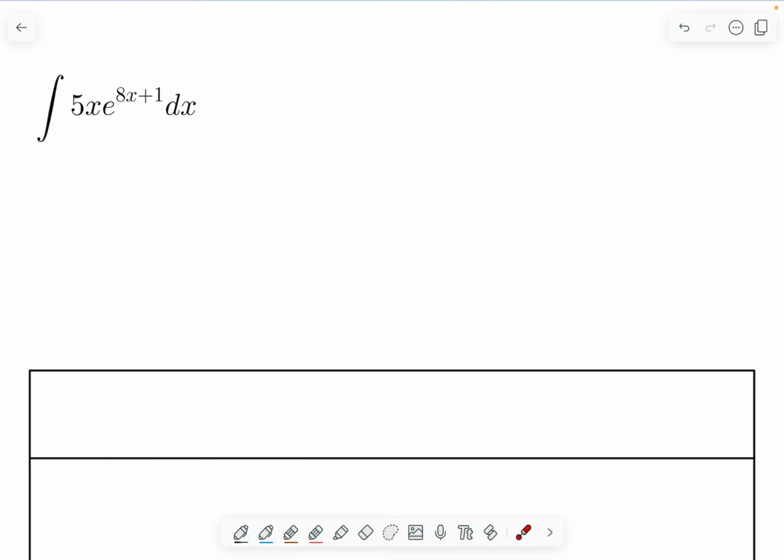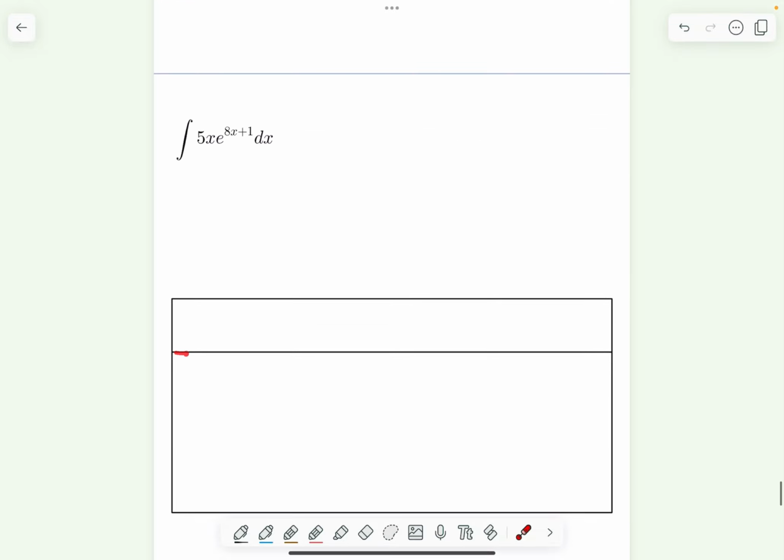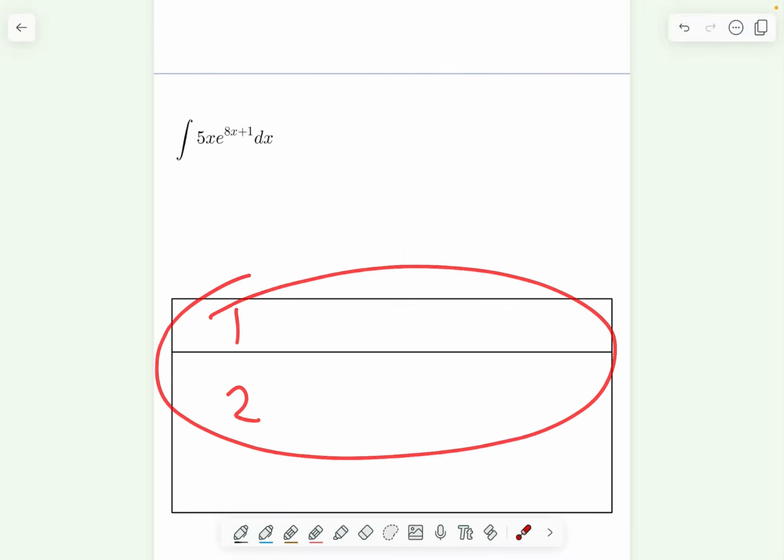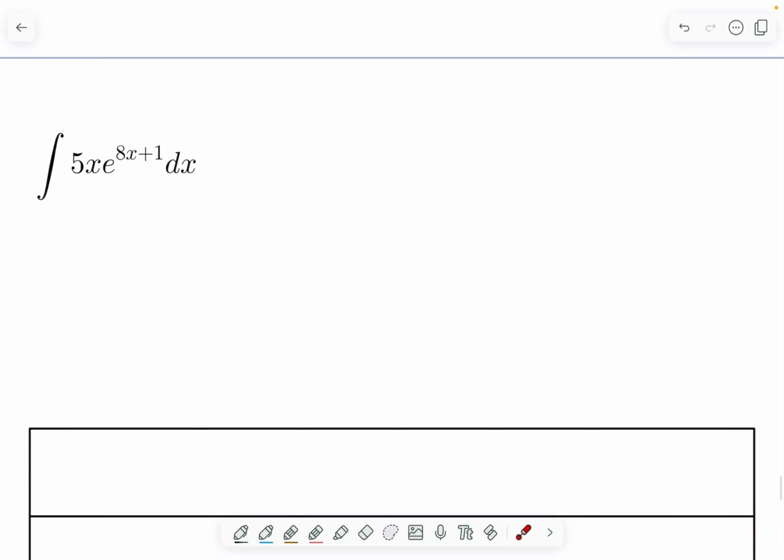We're told to do integration by parts in this problem, which is why I have this box over here separated into two, because for every integration by parts problem, we have two integrals to do, so I like to keep things organized and put them in these boxes. First thing I see is that this 5 can be brought over to the front. And yes, it makes sense that we're doing integration by parts because these are two things being multiplied together.